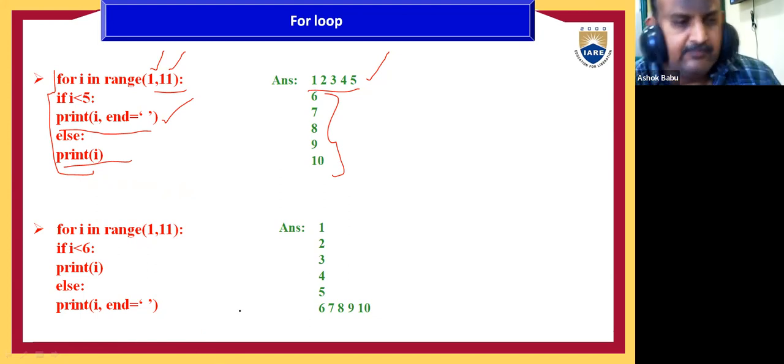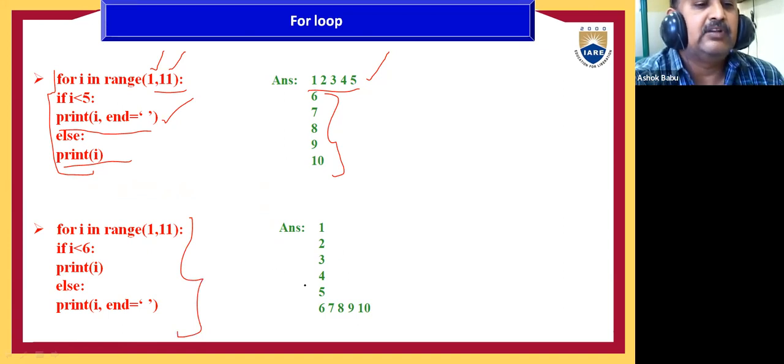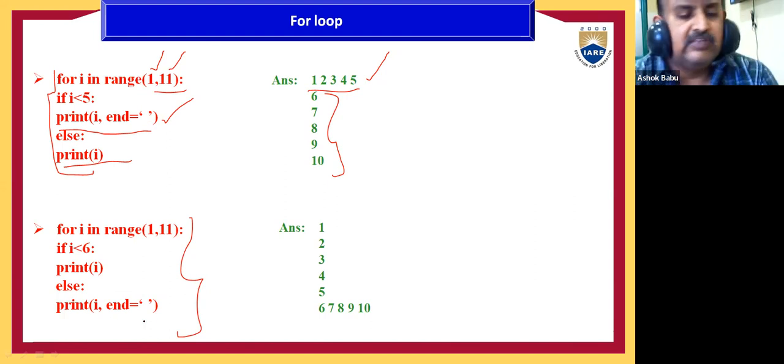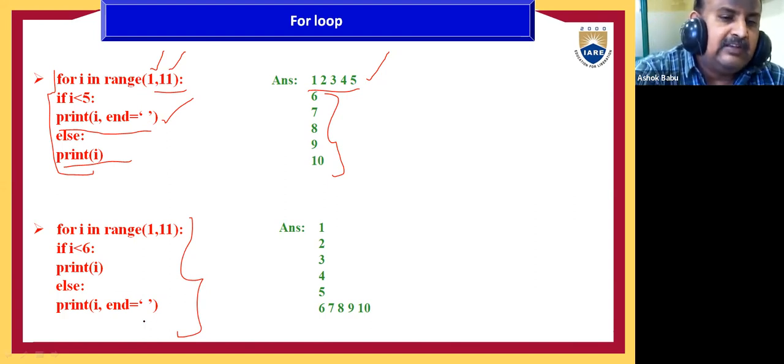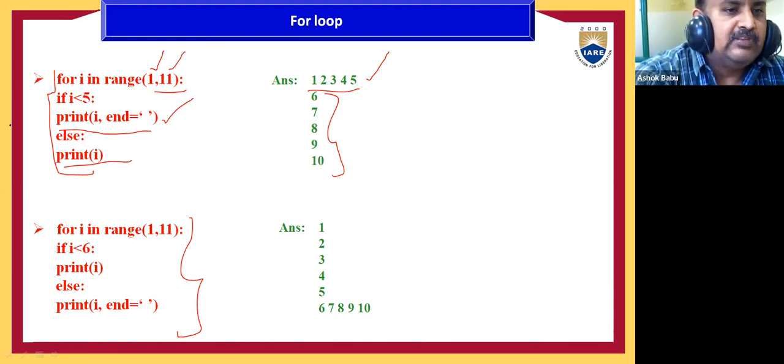We'll run the program with IDLE. There is some other logic also, so please go to the second program. Here I need to print the same numbers 1 to 10. The numbers from 1 to 6 are in horizontal fashion, and the remaining will be in vertical fashion. Here we can write up to 5 also. From 1 to 5, if i less than 5, print i, else print i with end equal to single quotes. Therefore, half of the numbers will print in the vertical fashion and half in the horizontal fashion. So please note these two programs.